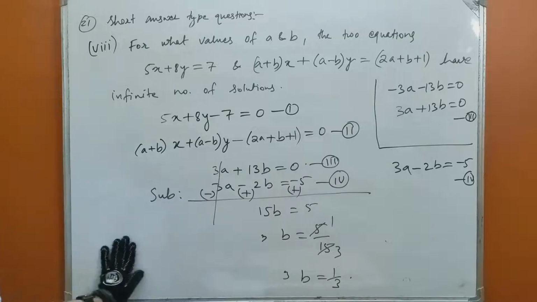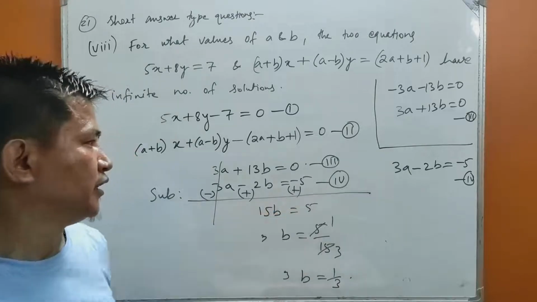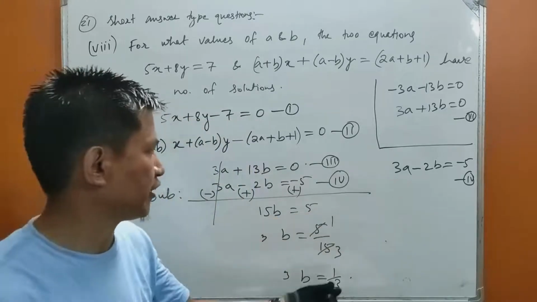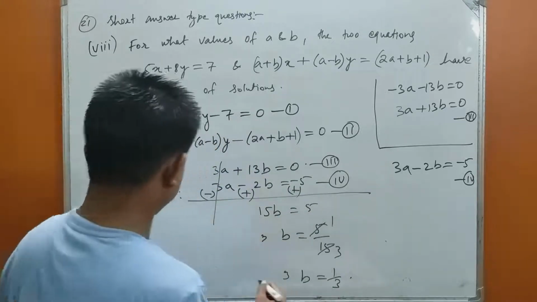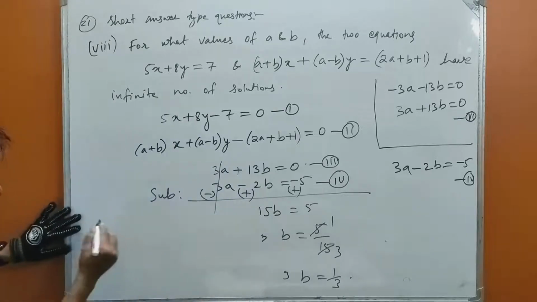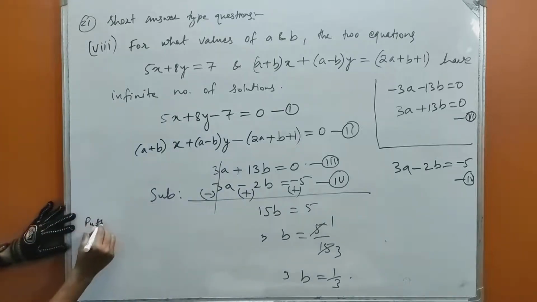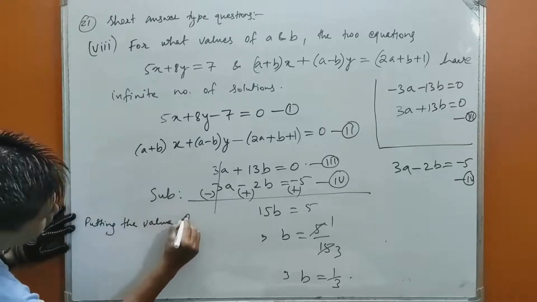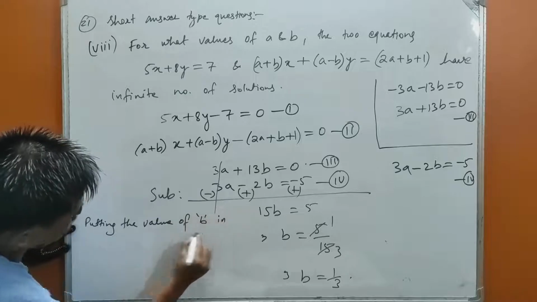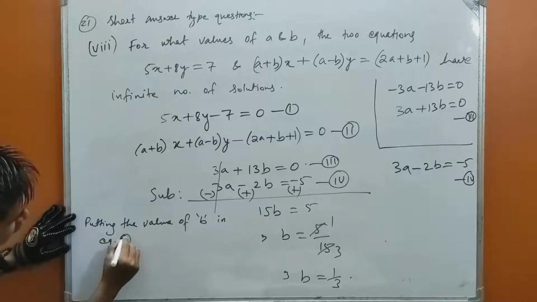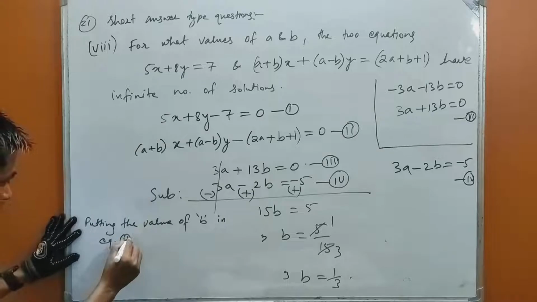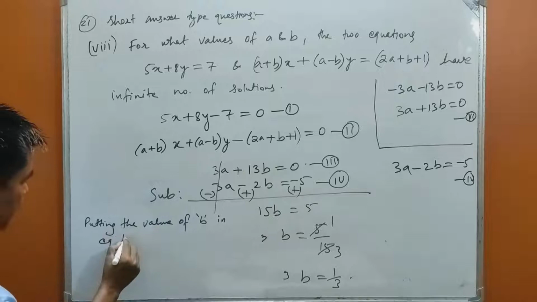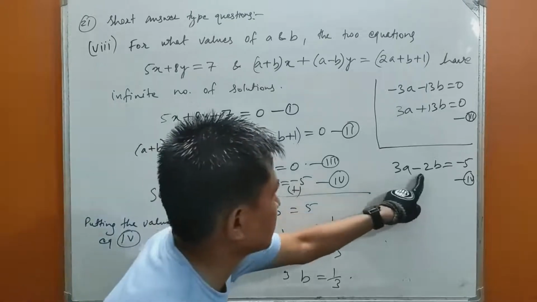I hope you are getting me. Now putting the value of B in equation 4, I will find the value of A. Putting the value of B in equation 3 or 4, you can put in any equation. I am putting in equation 4. Equation 4 is 3A minus 2B is minus 5.